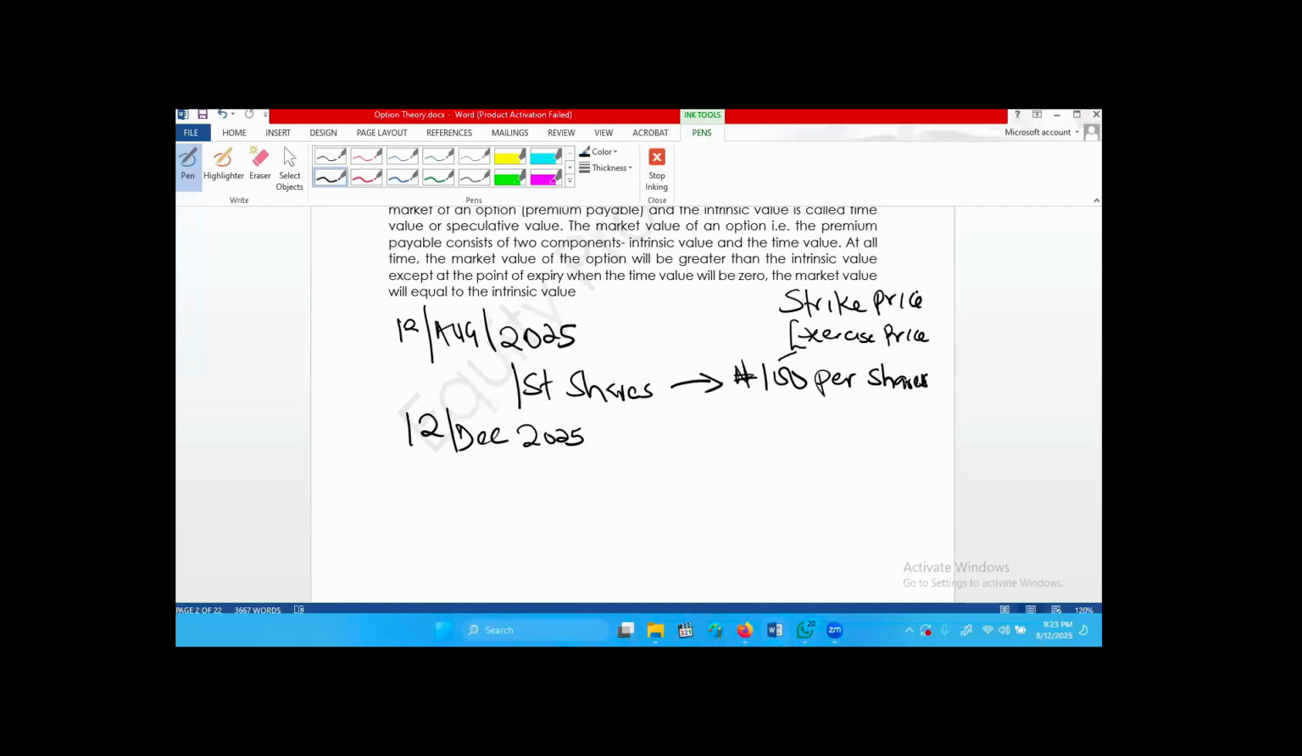You enter into the contract today. You obtain a right to buy First Bank shares at a price agreed today. That price agreed today is called exercise price. You are not going to wait until 12th December.